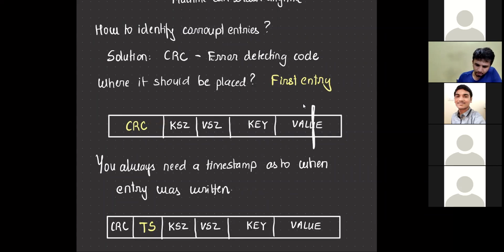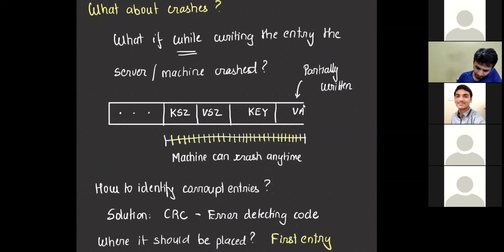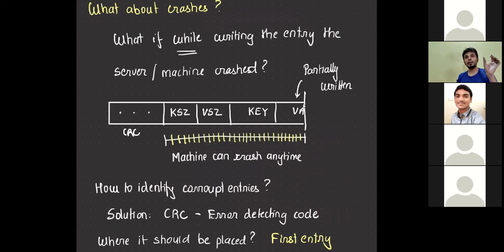Okay. So let's say I have the diagram here. Let's say your machine crashed at this point, and here is your CRC which is written. Your CRC is something that you have already computed using your key size, value size, key, and value. You can use CRC, you can use a checksum, any fixed byte size representation that is a hash of the data. The CRC won't match the current value.